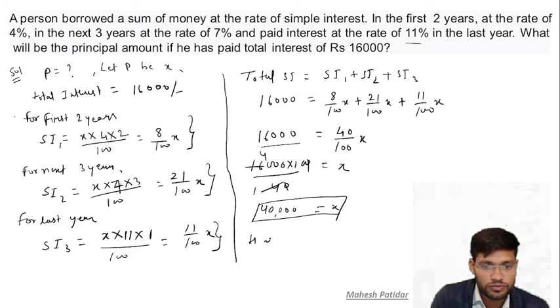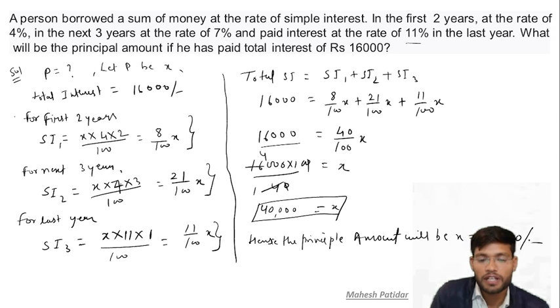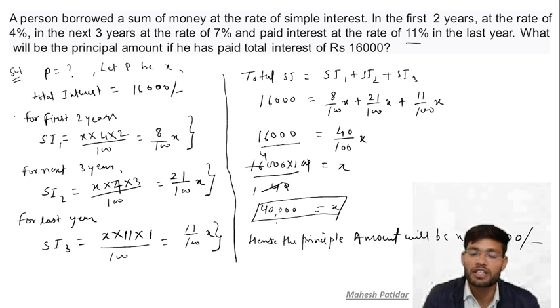Hence, what will be the principal amount? So the principal amount will be x is equal to 40,000 rupees. Clear? This line we have to mention at the last.